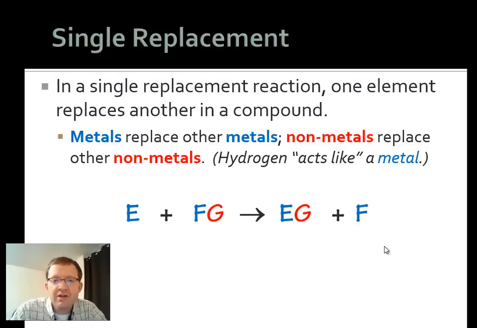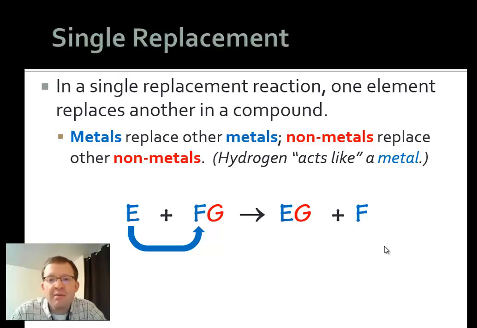So as an example equation for single replacement, we have this: E plus FG yields EG plus F. It's important to note here the color combinations that I've used for this. Metals are in blue, nonmetals are in red. The metals will replace other metals. In other words, E in this case, which is off by itself, will try to come in and kick F out of the compound that it's in.